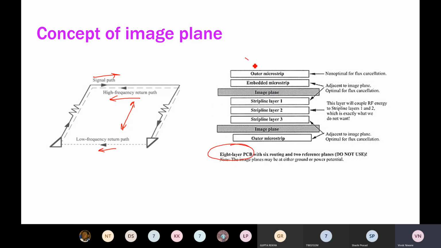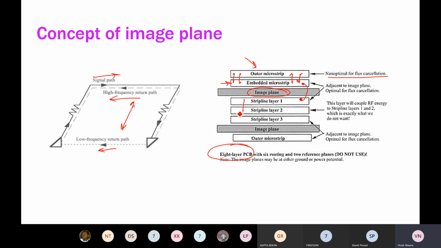यहाँ पे क्या हो रहा है कि outer microstrip है, embedded microstrip है, मतलब tracks है. Okay, non optimal for flux cancellation. एक दूसरे से जो फ्लक्स जनरेट होने वाला है, इलेक्ट्रिक फील्ड जनरेट होने वाली है, ये कैंसिल आउट नहीं कर रहे हैं. तो क्या कर रहे हैं कि भाई यहाँ पे एक इमेज प्लेन रख दिया. Okay, so what will happen from this plane to this plane, ये कपलिंग हट जाएगा.